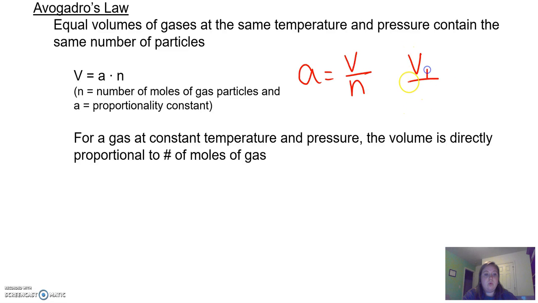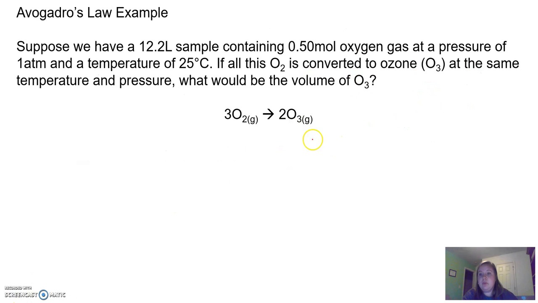And so V1 over N1 is equal to V2 over N2, and you can solve for any of those options, V1 or N1. And remember that in chemistry, when you see N, N is the number of moles. I'm going to do an example using Avogadro's law because it's not a law that we used very often in Chem 1, especially if you had me for Chem 1. So I just want to make sure that you understand how to use it.